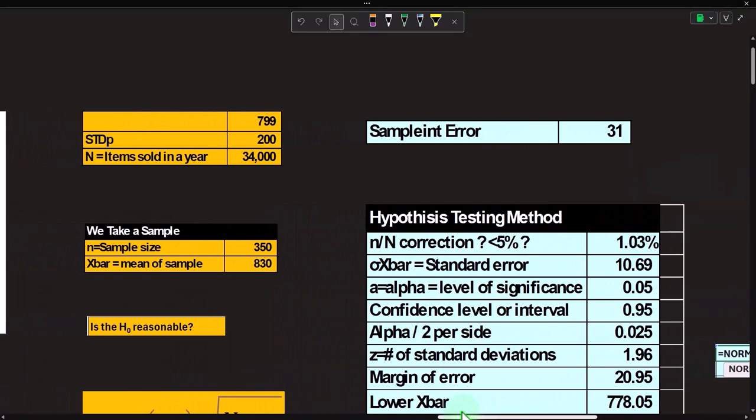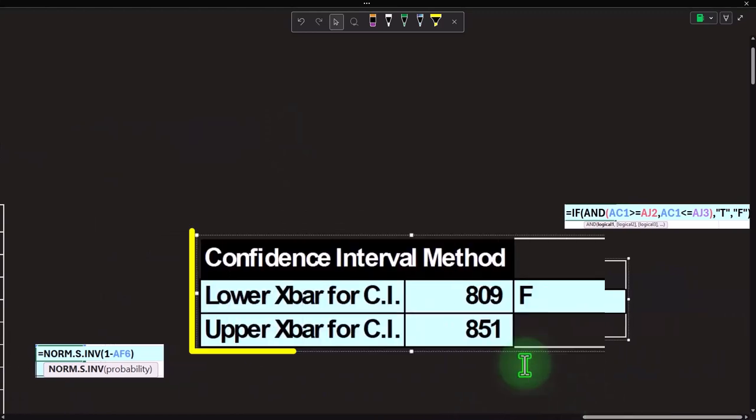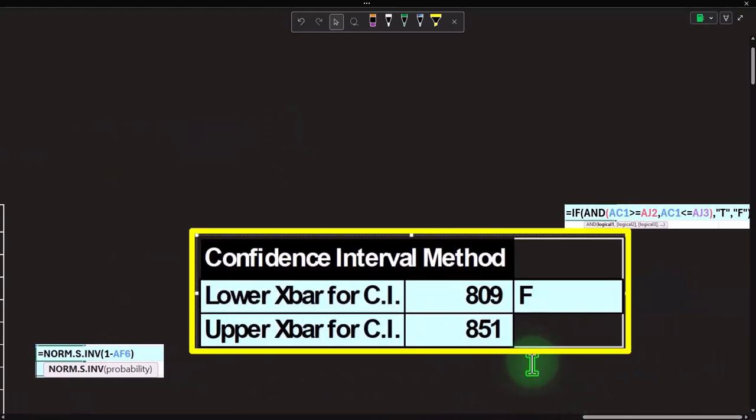Then we can ask the question, now we can compare that to the actual 799, was that captured within our interval? And it was not in this case. So that 799 is not within our confidence interval.